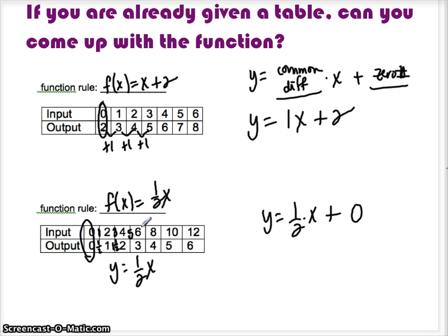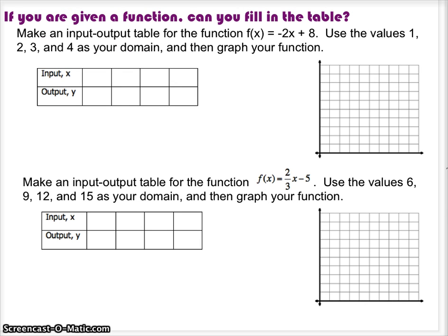Okay, so sometimes they are simple like that you can figure out, but if you don't, we have a method to do that. Okay, now if we are already given a function, can you fill in the table? So what does that mean? We have this function, f of x equals -2x plus 8. Use the values 1, 2, 3, and 4 as your domain. Remember, domain is your x values. So there's your 1, 2, 3, and 4. And then graph.